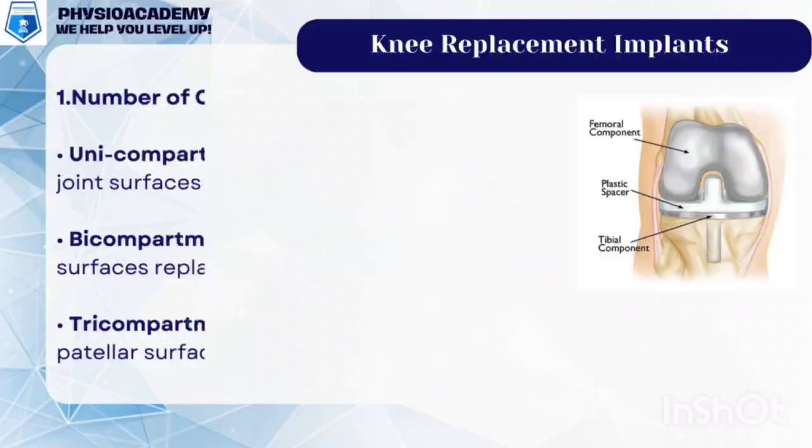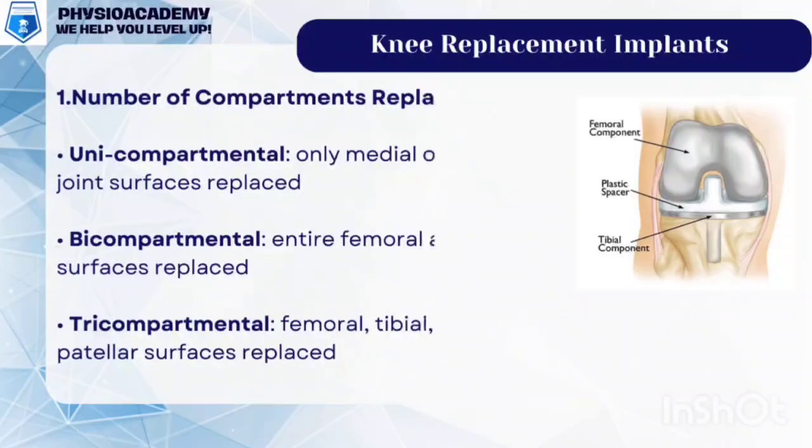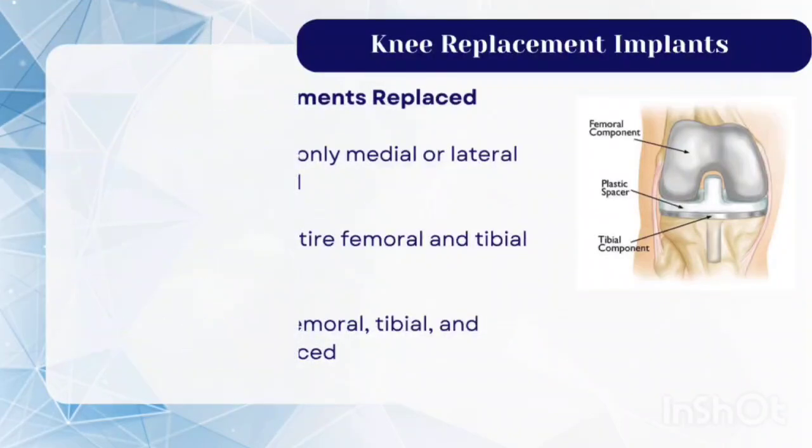First is the number of compartments replaced. According to the number of compartments replaced, we can define them as unicompartmental, bicompartmental, or tricompartmental. In unicompartmental, only the medial or lateral joint surface is replaced in knee arthroplasty. In bicompartmental, the entire femoral and tibial surfaces are replaced, and in tricompartmental, the femoral, tibial, and patella surfaces are replaced.